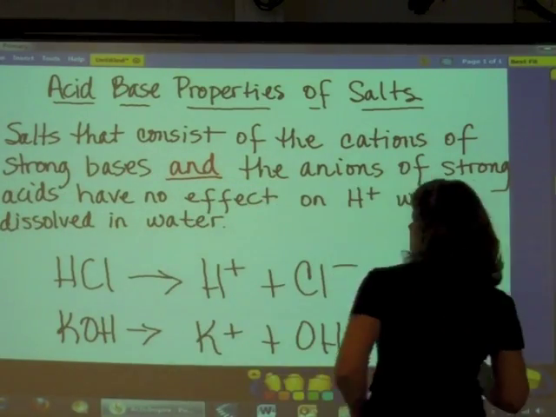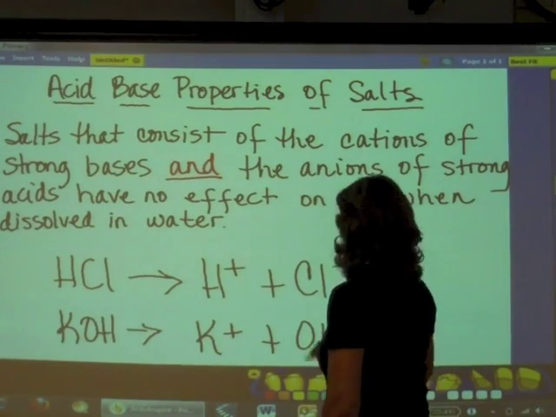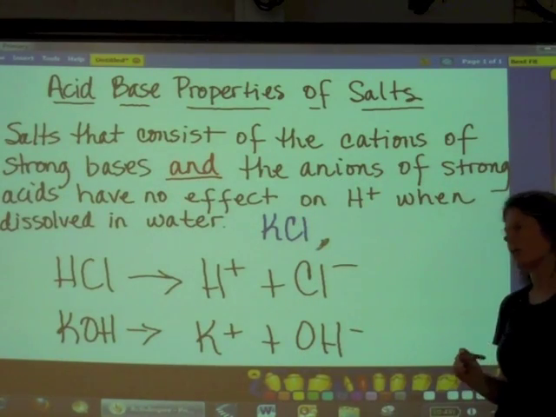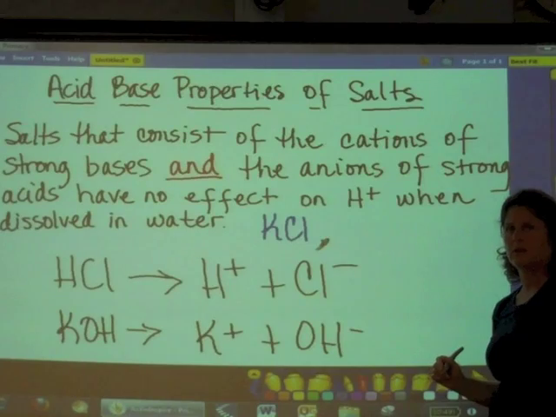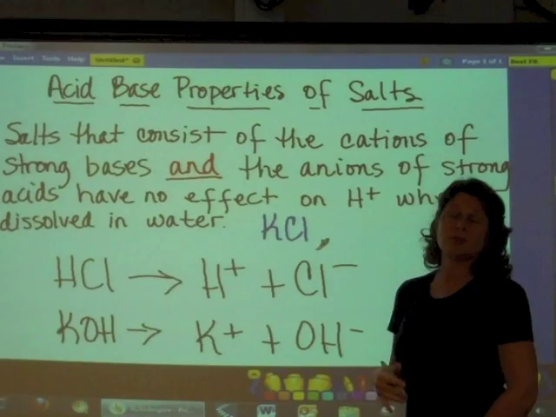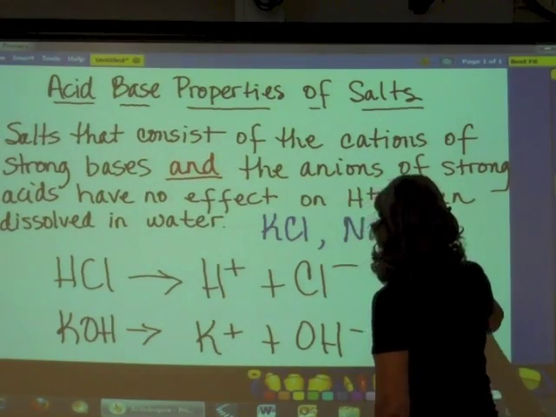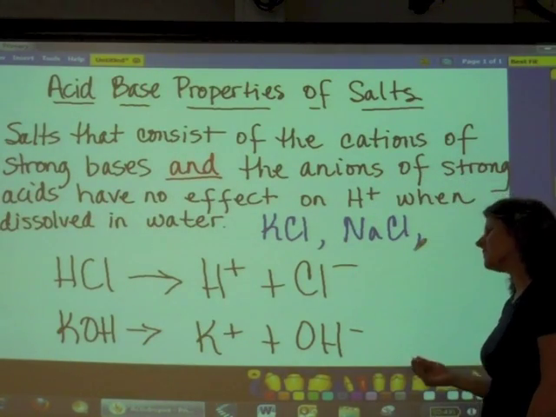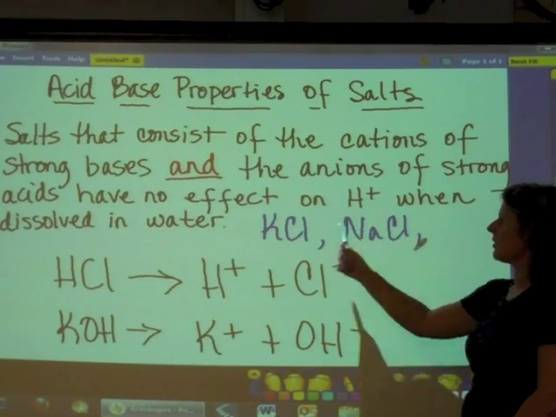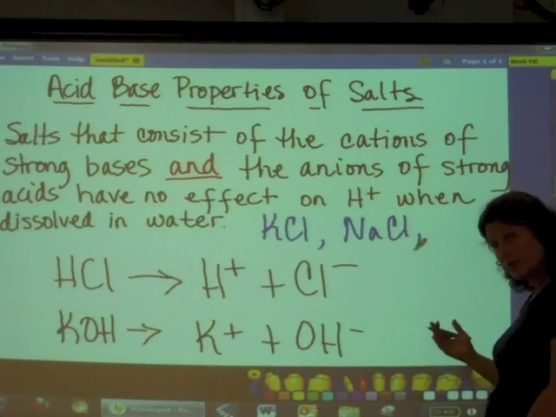So what are some examples of that? Well, let's use this one. Let's say potassium chloride. That's an example of a salt that would have no effect on the pH of a solution. You just check the pH of sodium chloride in lab, and that as well should have been a neutral solution. Okay, so these are neutral pH 7 solutions. They don't change the pH of water when they're dissolved in them.